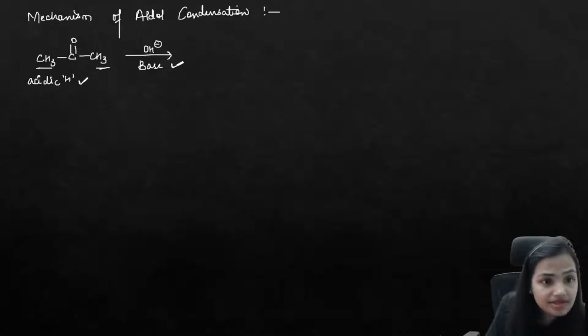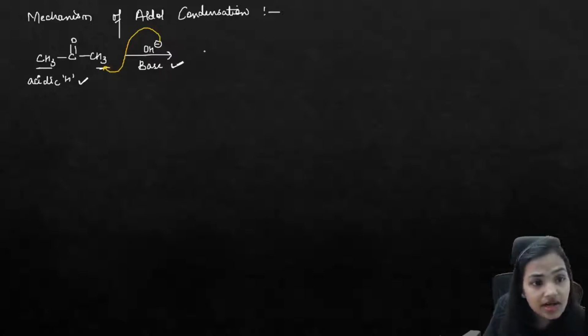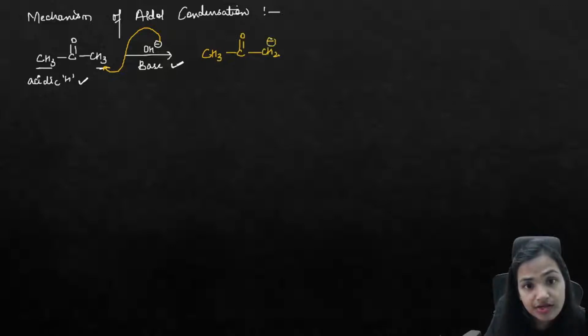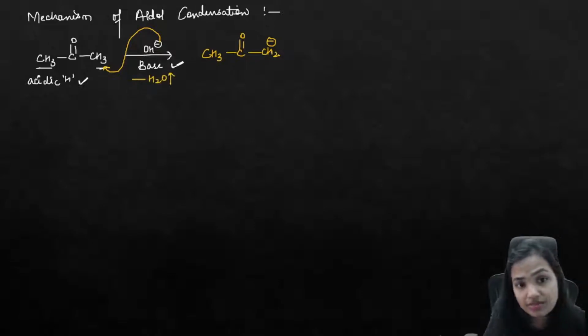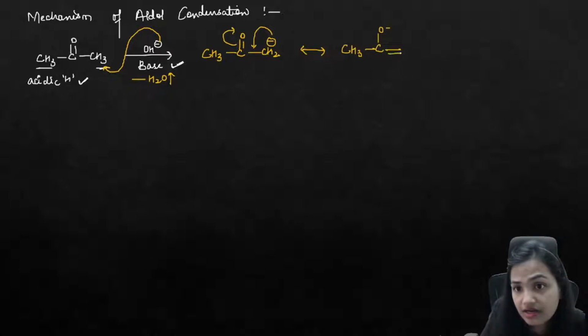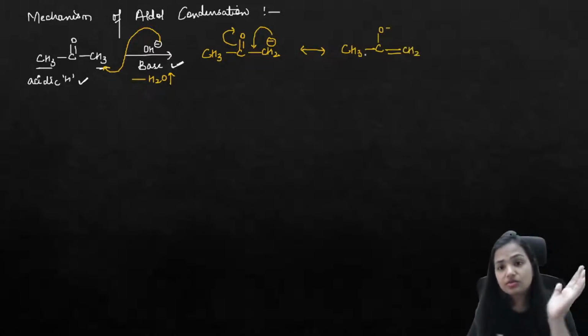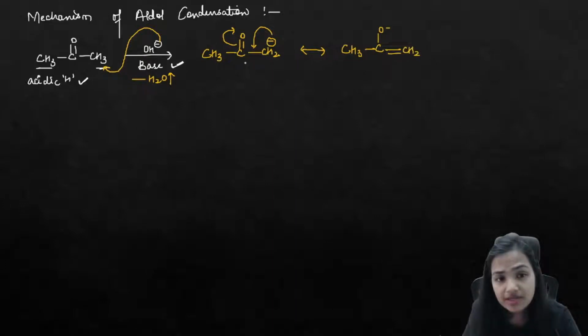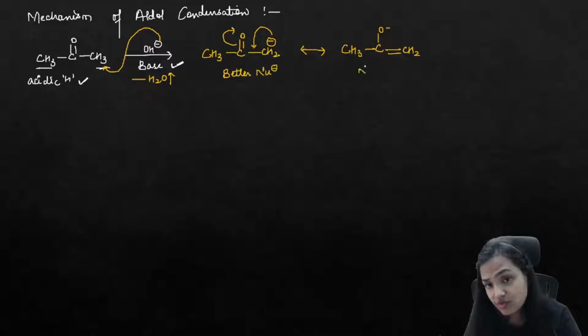So acting as a base, this will try to abstract the acidic hydrogen and ultimately results in the formation of C double bond O CH2 negative. And there will be a loss of water. The water will get eliminated, you will be getting CH2 negative. This negative charge will undergo resonance like this, and we will be getting CH3CO negative and double bond is CH2. Now you tell me, out of these two, which is a better nucleophile? This is a better nucleophile, but not this. Not a good nucleophile.